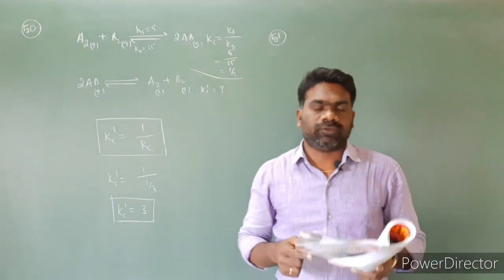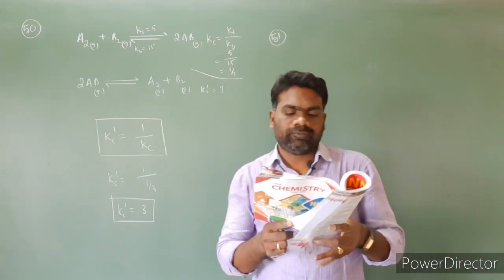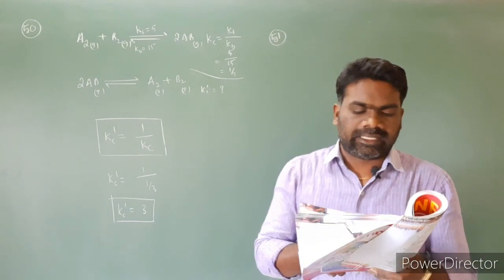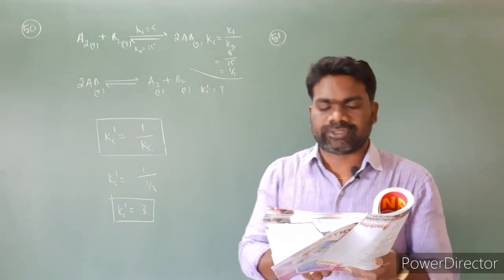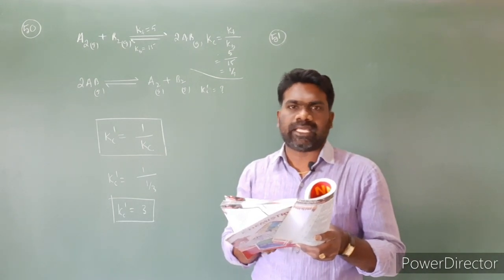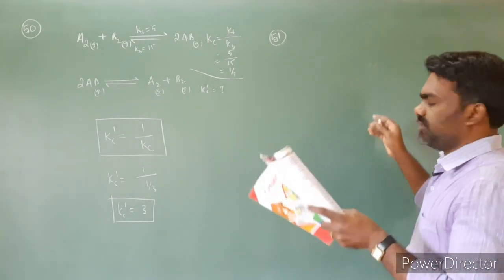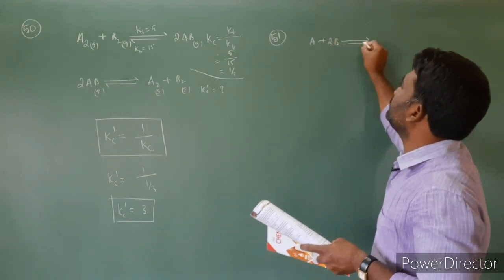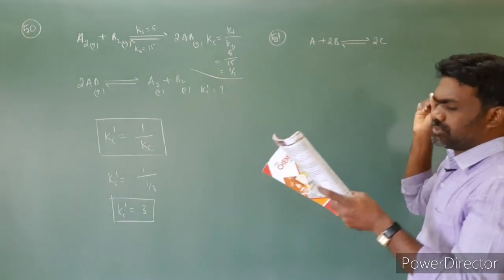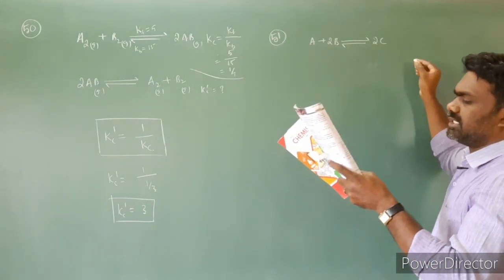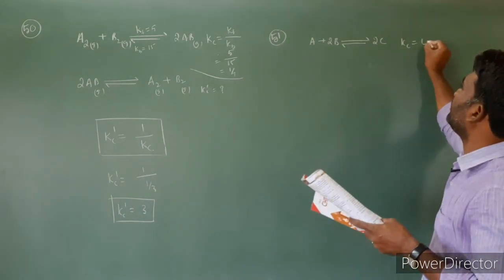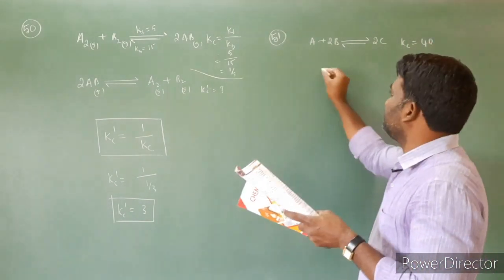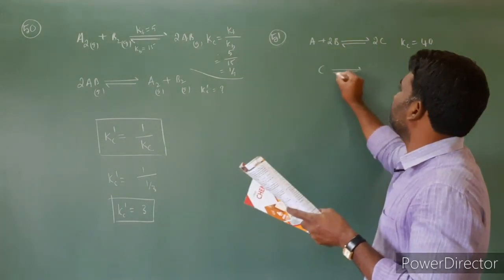Look at question number 51. The equilibrium constant for a reaction A plus 2B gives rise to 2C is 40. The equilibrium constant for the reaction C gives rise to B plus 1 by 2A is? So first let us write the equation. A plus 2B gives rise to 2C. The equilibrium constant for this reaction, Kc, is given as 40.